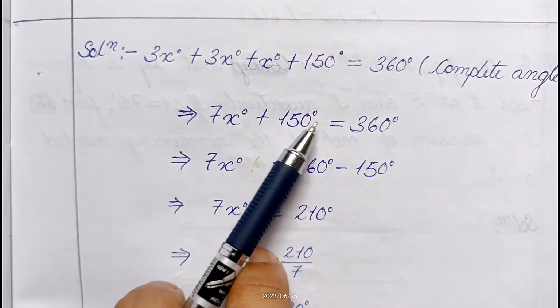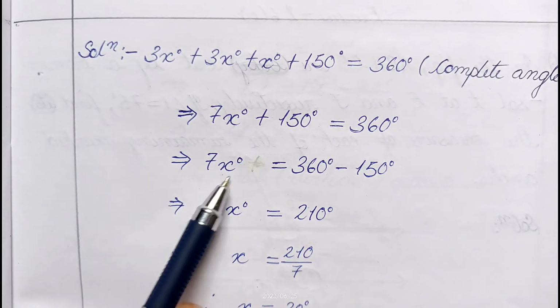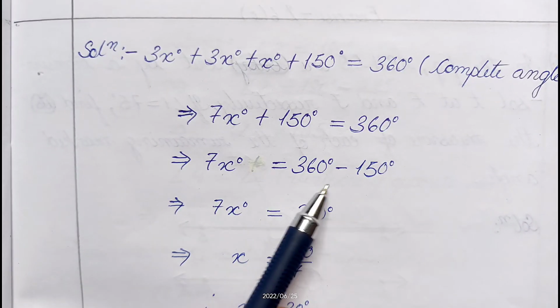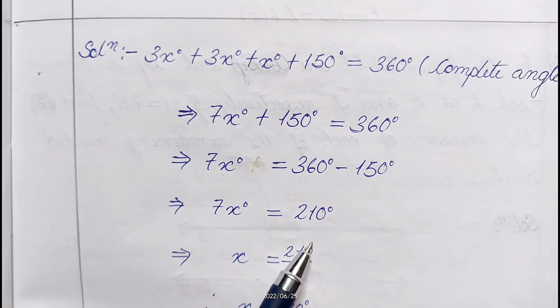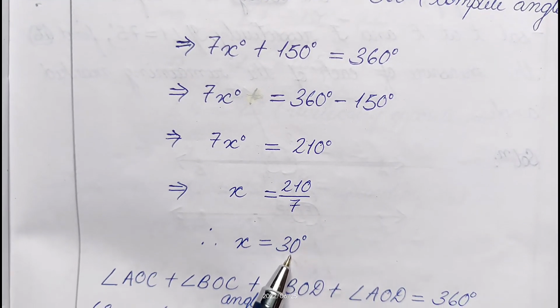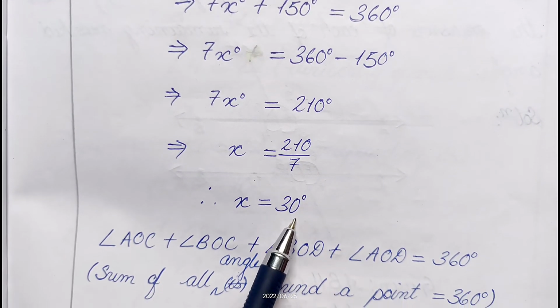7x plus 150 will be 360. So 7x will be 360 minus 150, which will give 210. Therefore x equals 210 divided by 7, and 210 by 7 is 30 degree. Therefore x equals 30 degree.